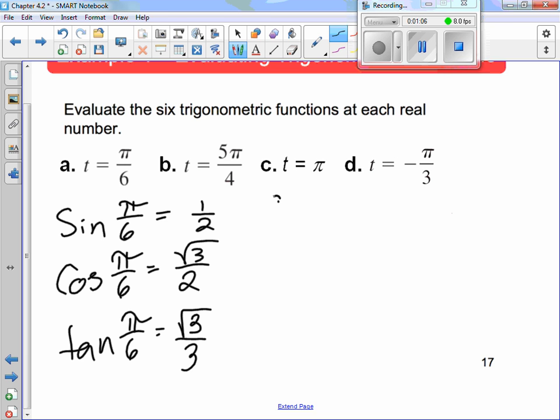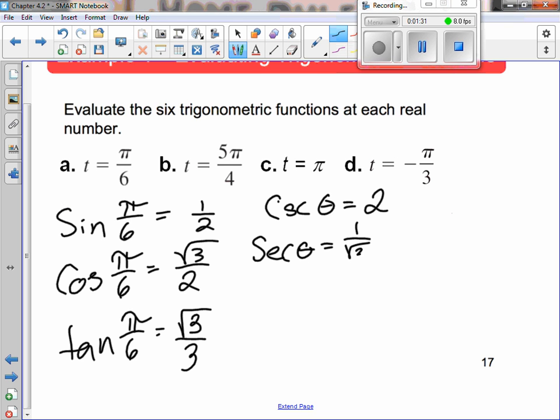Now we come over here for cosecant. Because CSC, again, as we talked about, cosecant is the opposite of what we think. Normally you would think it deals with cosine, but it's actually dealing with sine. So it would be the flip of 1/2, which would be 2. Secant of theta would be 1 over the square root of 3 over 2.